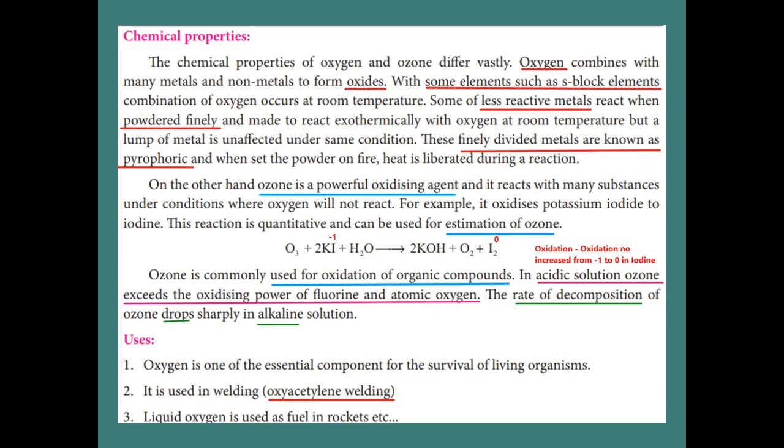See the reaction. Ozone, when it reacts with potassium iodide in the presence of water, gives potassium hydroxide, oxygen and iodine. Here, in potassium iodide the oxidation number of iodine is -1. In iodine it is 0. So the oxidation number increases from -1 to 0, which means it is oxidized. The potassium iodide is oxidized to iodine with the help of ozone. So ozone is called an oxidizing agent.